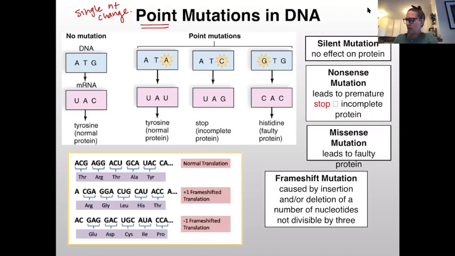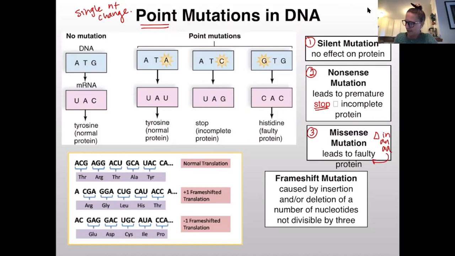The first is called a silent mutation, where you have no effect on the protein at all, and that's why it's silent. The second one is called a nonsense mutation, and this leads to a premature stop codon. So it's a mutation that changes a nucleotide that creates a stop codon, right? And then the third one is called a missense mutation, and this leads to a change in an amino acid, and therefore it can lead to a faulty protein, all right?